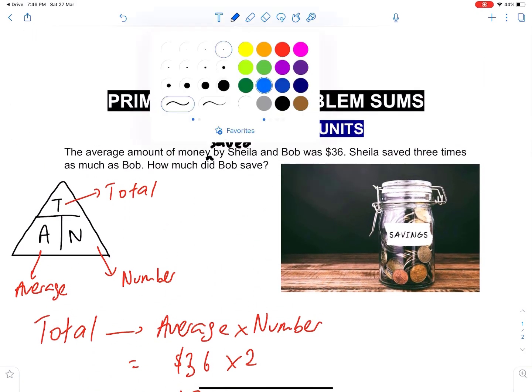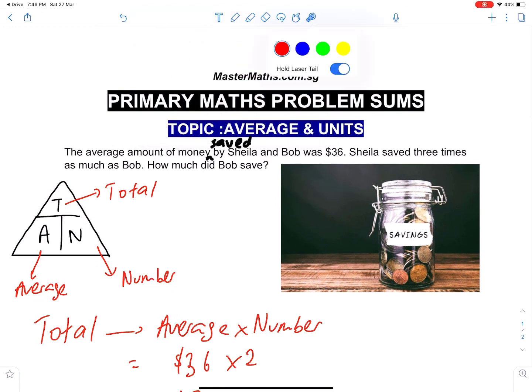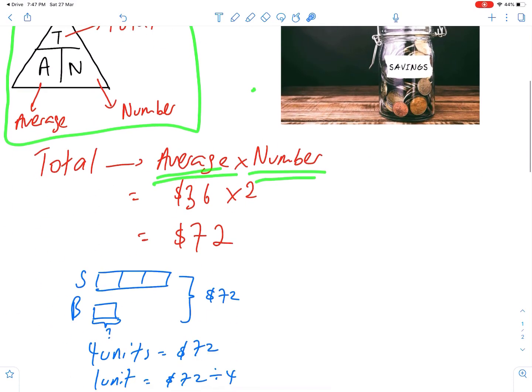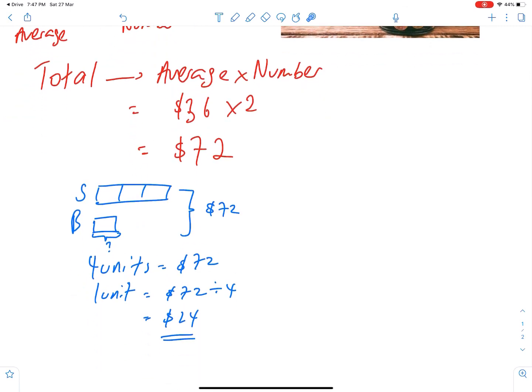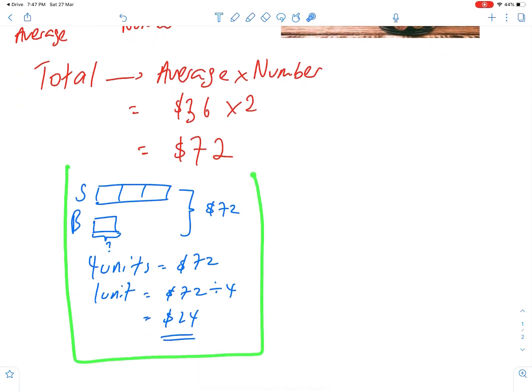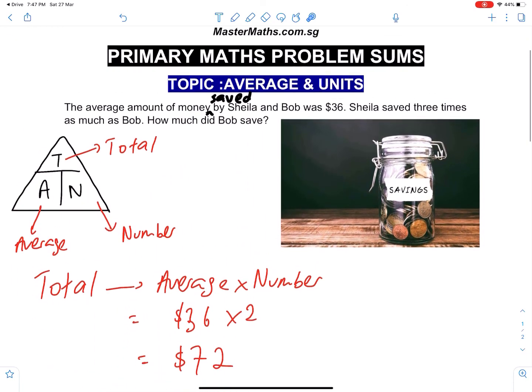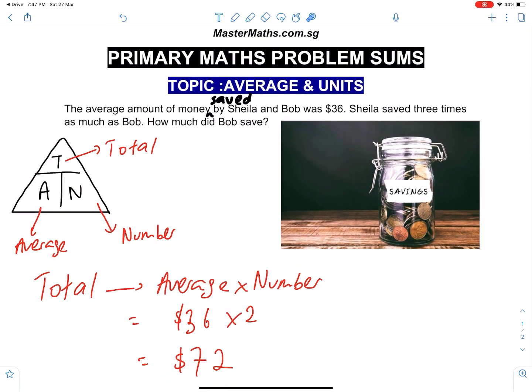Alright, so there are 2 concepts being tested here. Number 1 is the TAN formula triangle, whereby total is average times number of things. Number 2, they are also testing our basic model drawing with units as well. Alright, so go ahead, pause this video, try out similar questions, and that is how, my friends, we can all do better in our mathematics studies.